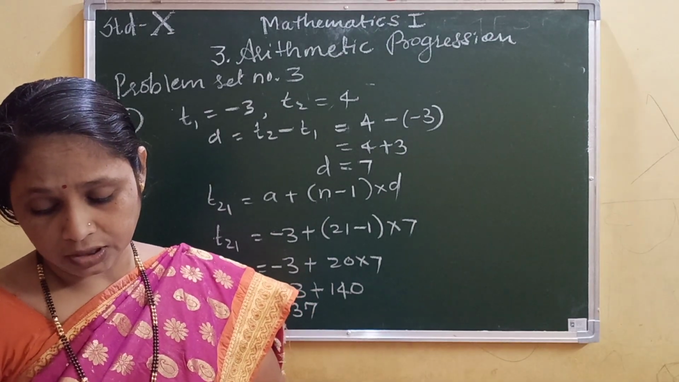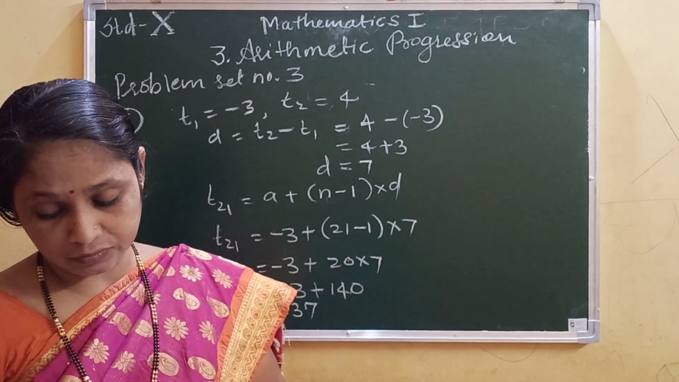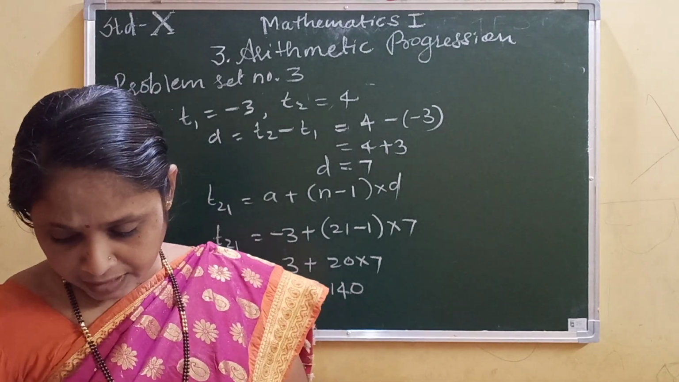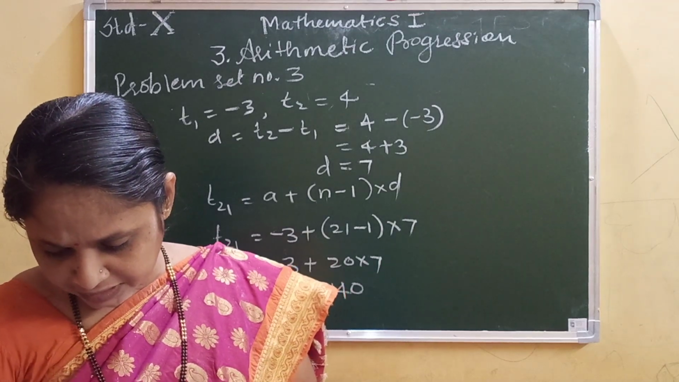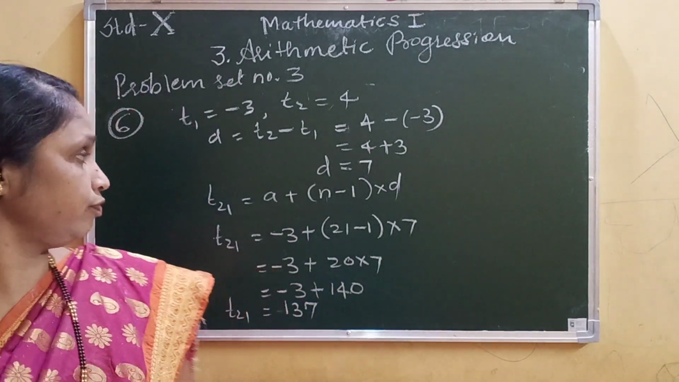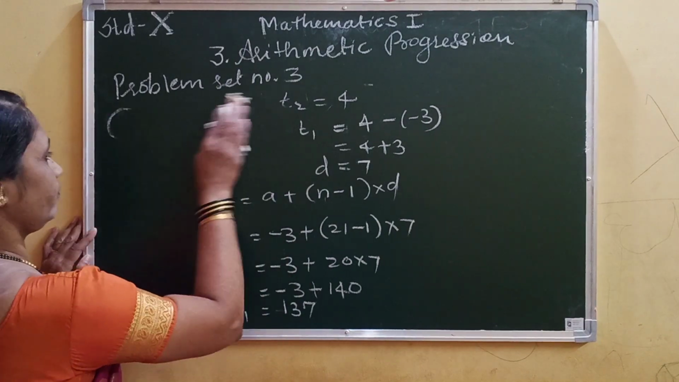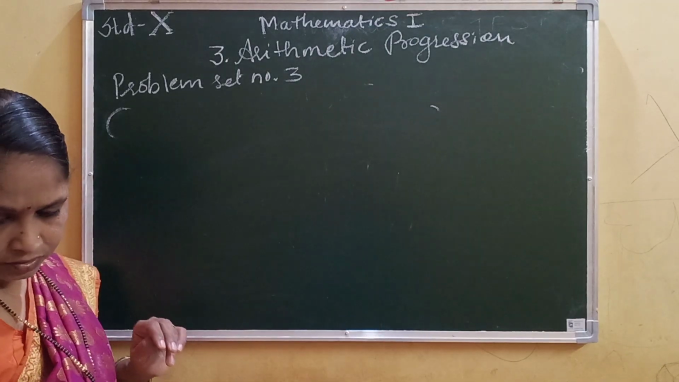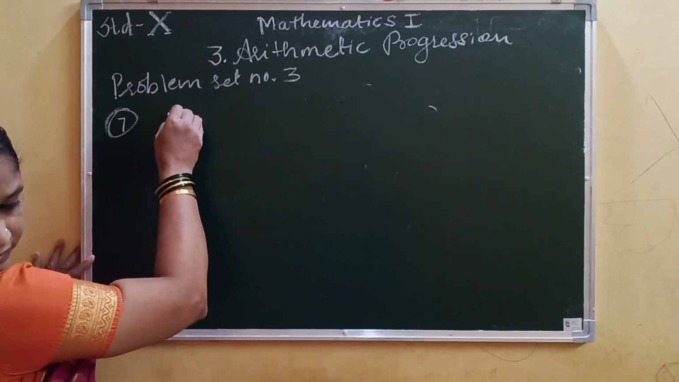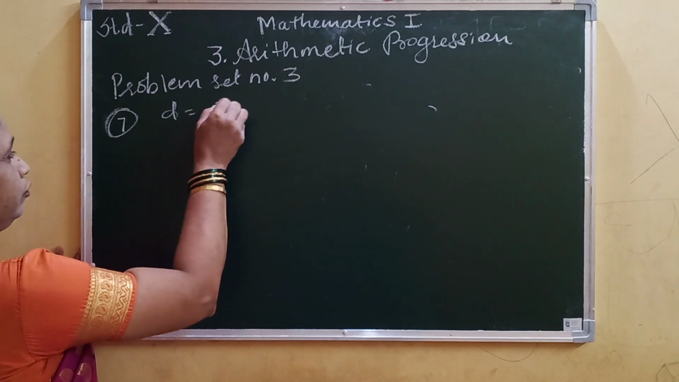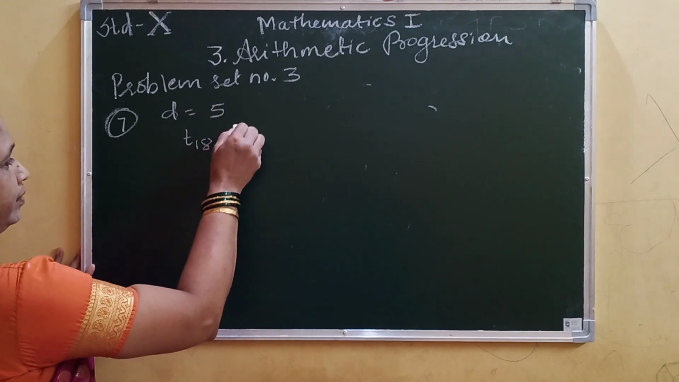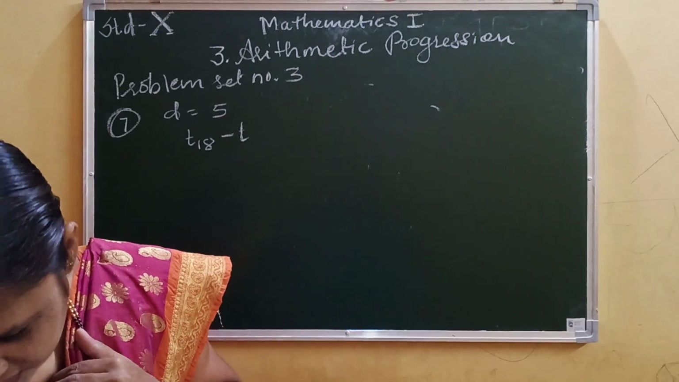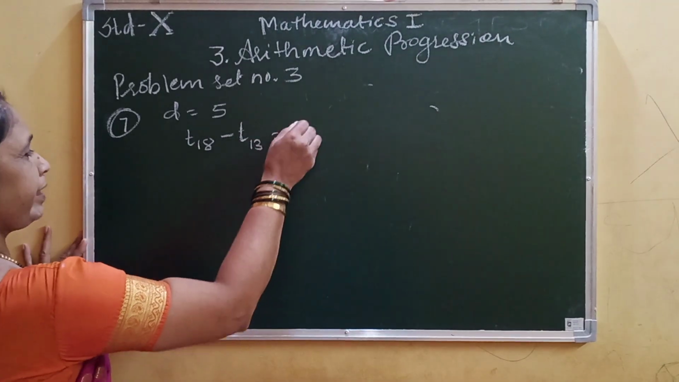The seventh question is what? If for an AP D is equal to 5, D is given as 5, and T18 minus T13 you have to find out. Okay, so now your seventh example: D is equal to 5 and T18 minus T13 we have to find out how much it is.